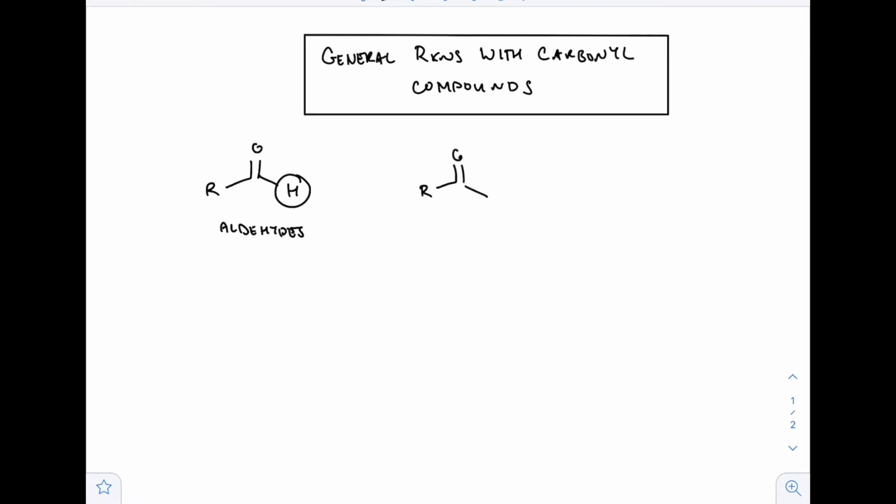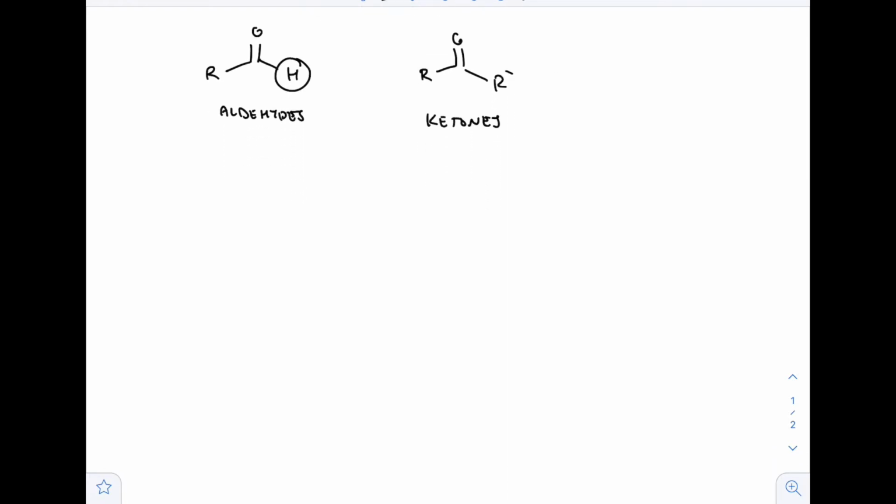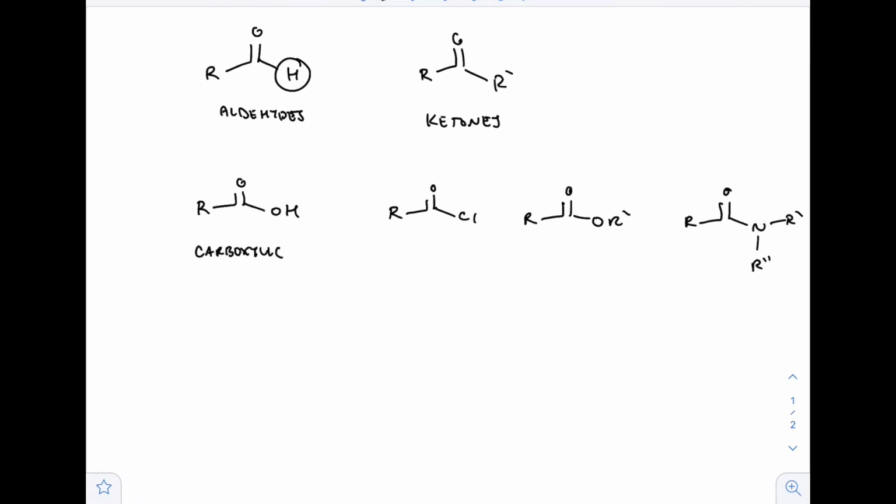We've got aldehydes here, and then we've got ketones here. These are just a couple of types of carbonyl groups. Obviously, we have our carboxylic acid, our acid chloride, our ester, as well as our amide, right? So these two different types of groups essentially are going to undergo two different types of reactions. Just real quick, you want to write this out: carboxylic acid, acid chloride, ester, and then amide.